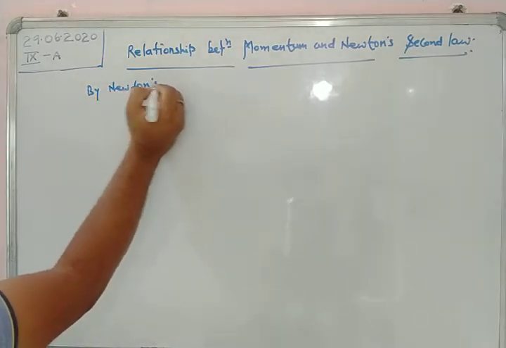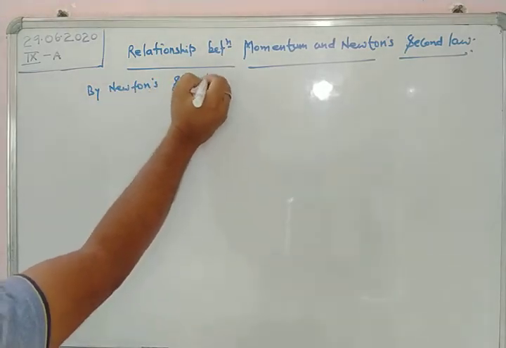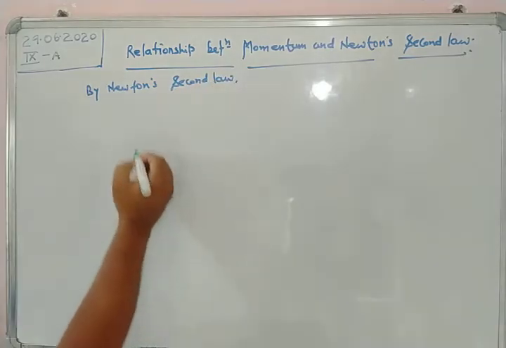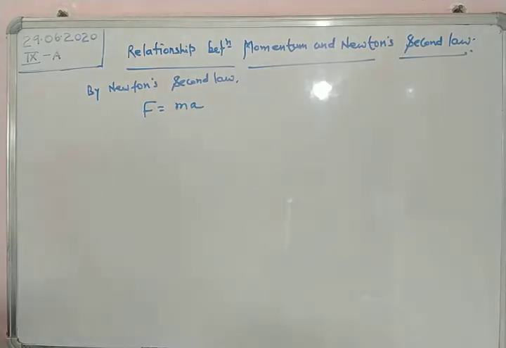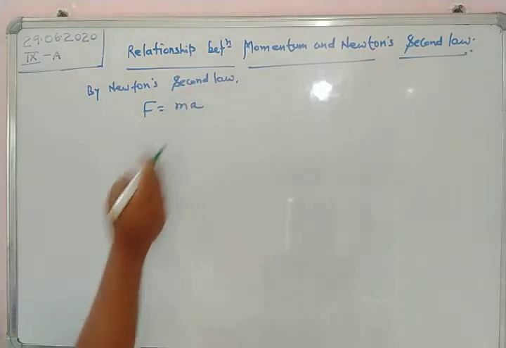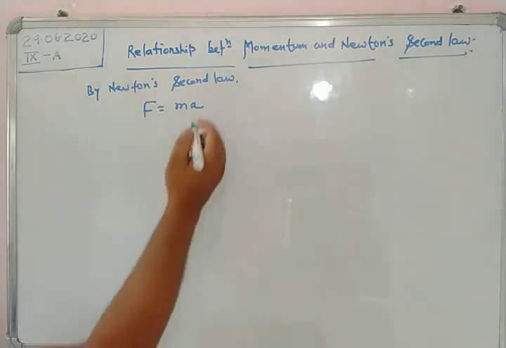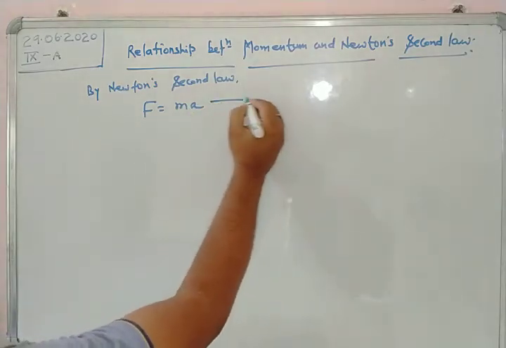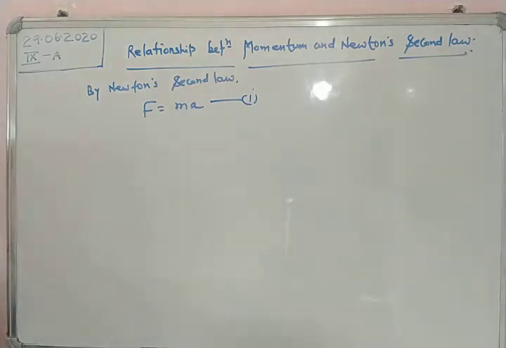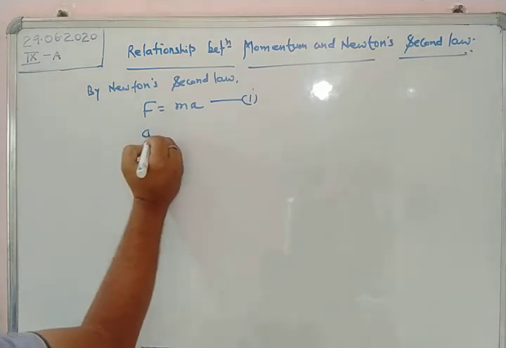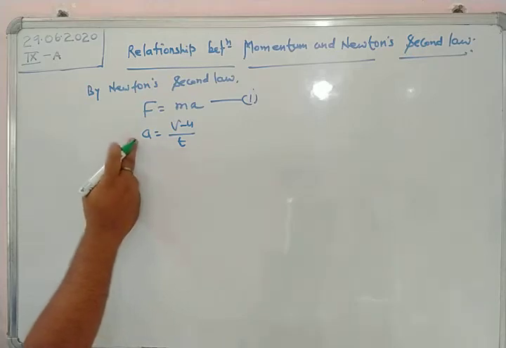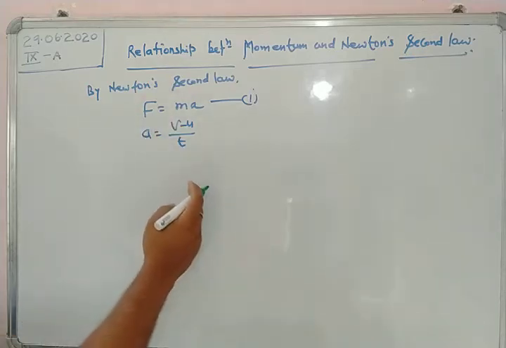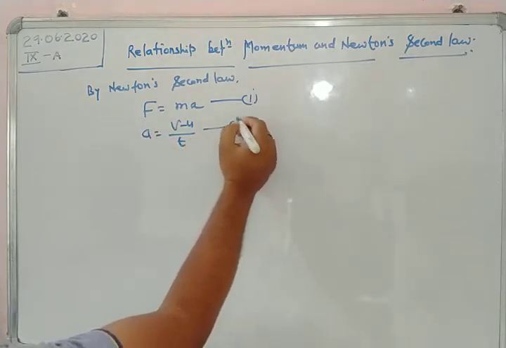By Newton's second law, we concluded one relation, F equal to ma. Correct? Yes or no? This relation we have established and discovered in Newton's second law. Let us consider it as equation number 1. One more relation that we have: a equal to (v minus u) by t. Do you remember? I have discussed that acceleration is the rate of change in velocity. So it is equation number 2.